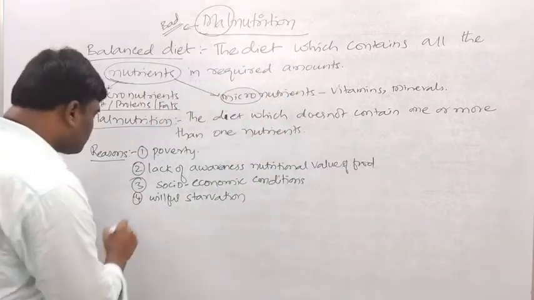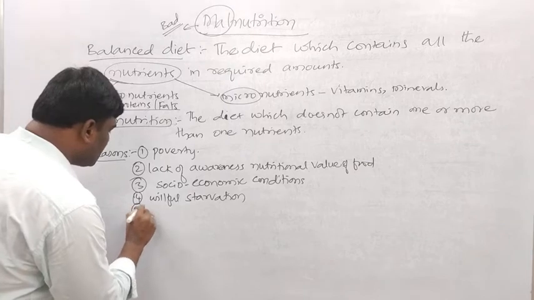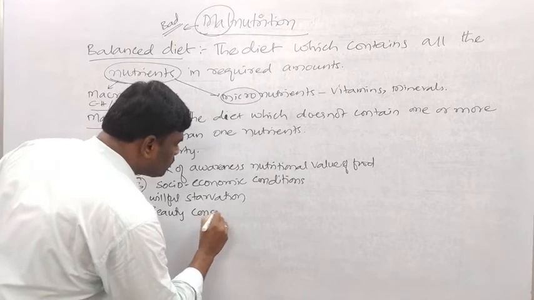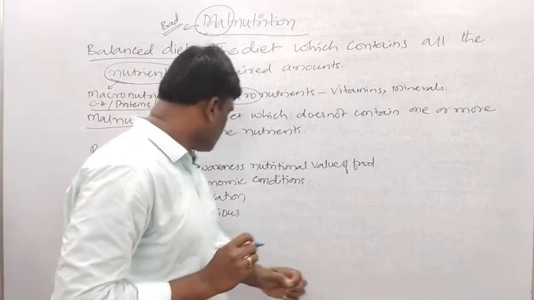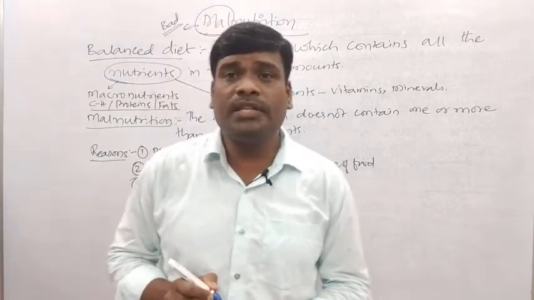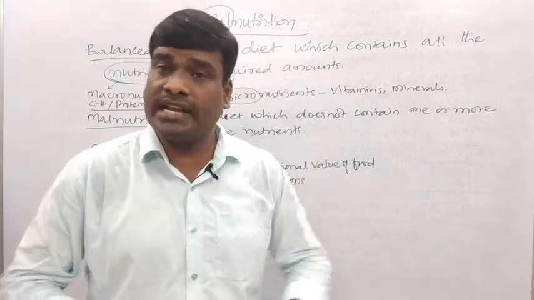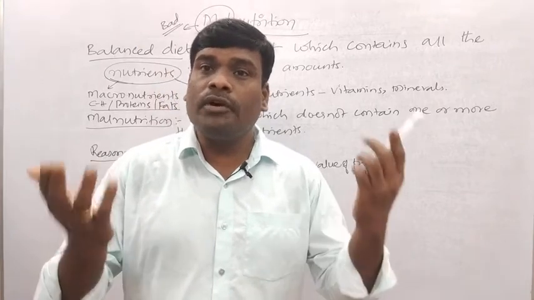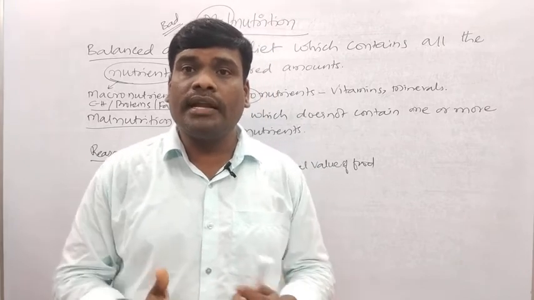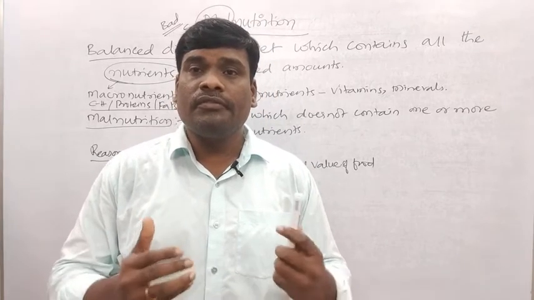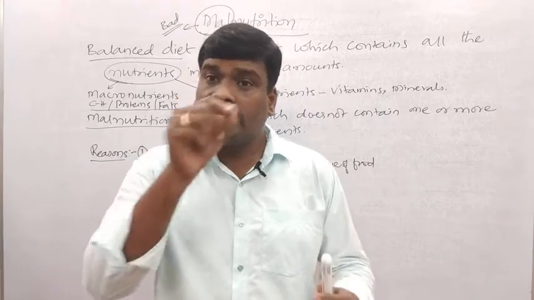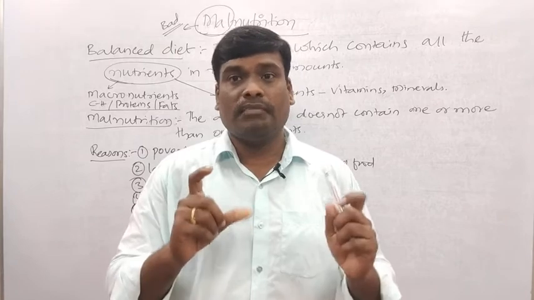And next, the fifth one, very commonly seen, children, is being beauty conscious. Beauty conscious means what? Nowadays, especially girls and even boys, children, want to maintain their body size and shape very fit. So for that, they are not eating the proper amount of what, children? Food, daily, in the name of dieting.